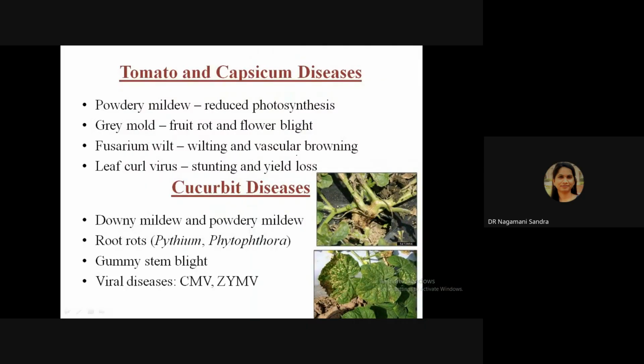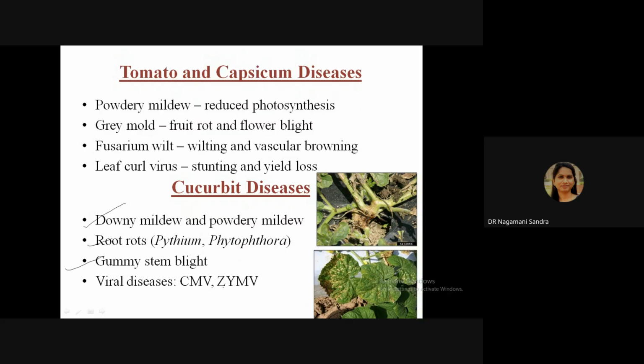So in tomato and capsicum, we will observe powdery mildew, grey mold, which is caused by botrytis, fusarium wilt and leaf curl viruses. And in cucurbits, mainly we observe downy mildew and powdery mildew, that is Pseudoperonospora and Sphaerotheca. And the root rots like Pythium and Phytophthora, and gummy stem blight. Gummy stem blight in cucurbits is caused by Didymella. And viral diseases, cucumber mosaic virus and zucchini yellow mosaic virus. These are the major issues.